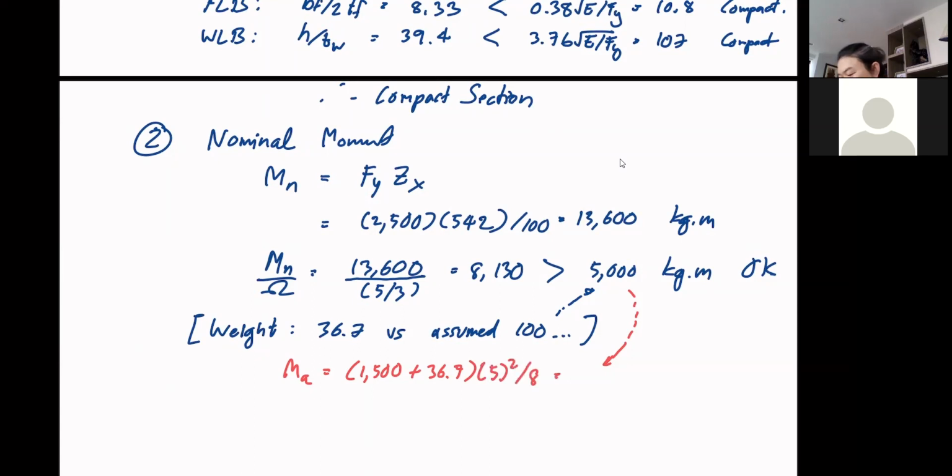Oh, 8 over 8, sorry. Okay, so that's only 4,800 kilogram meter, which is okay nonetheless. Now, you will know why. Now it's two things, right? We check two issues under bending moment, the local buckling, and then the flexural capacity. We are going to move on to check the shear capacity next.